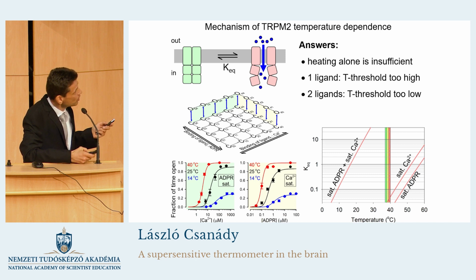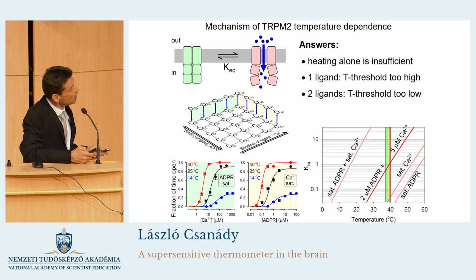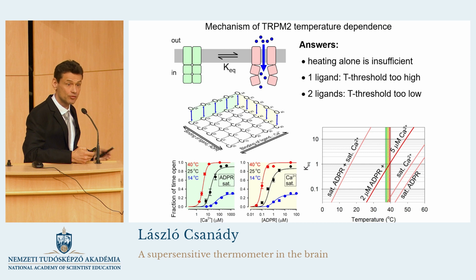And that means that using the model, we can now predict channel activity at any calcium concentration, any ADP ribose concentration, and any temperature. And so from such calculations, we could tell that it takes low micromolar concentrations of both ligands to shift the temperature sensing curve into an optimal range. And that is good news and bad news. It is good news because for ADP ribose, low micromolar is a typical cytosolic concentration. But it is bad news because for calcium, a typical cytosolic concentration is about 50 times lower. It's only about 0.1 micromolar.